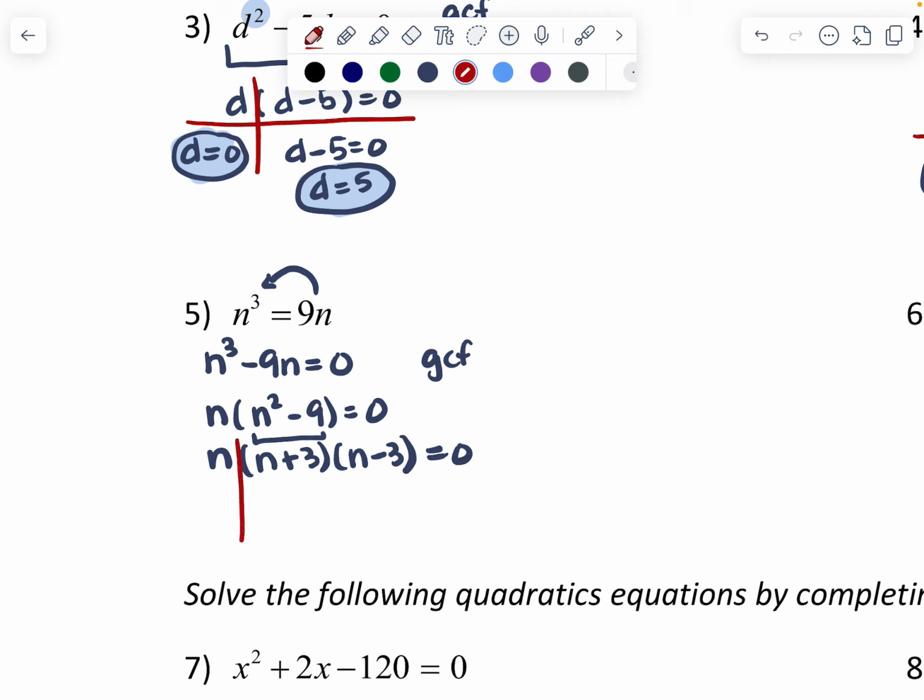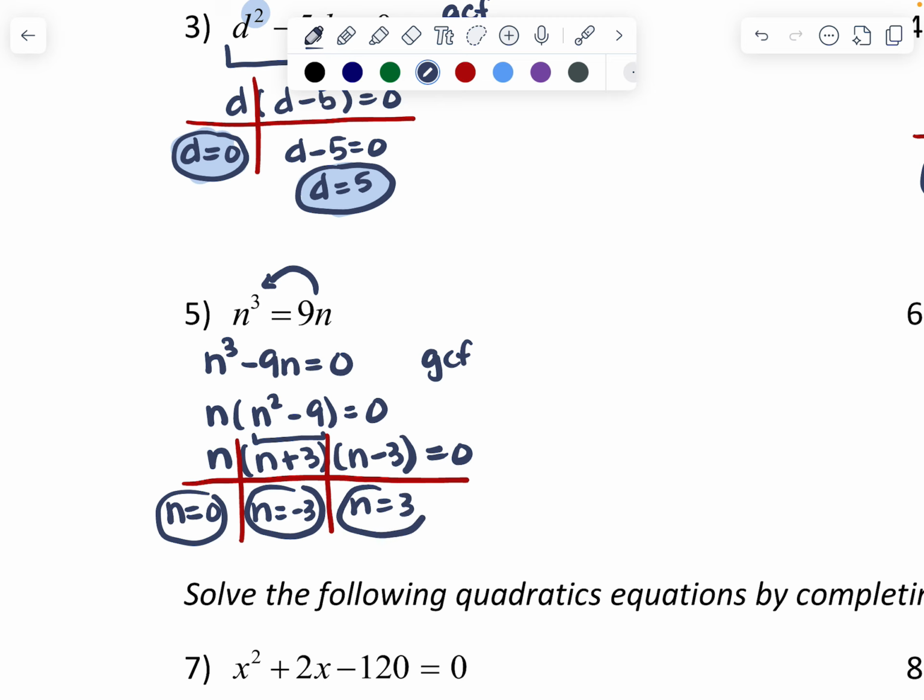Okay, now setting all of these factors equal to 0. There's 3 factors. Holy moly. So I'm going to get n equals 0. There's one of my answers. This one gives me n equals negative 3. There's another one, and this one gives me n equals 3. There is the last one. And again, you guys, you should always be double checking this. The highest exponent here was a 3, which means that you should have 1, 2, 3 answers. Okay? If you're missing one, you probably forgot a plus or minus somewhere.